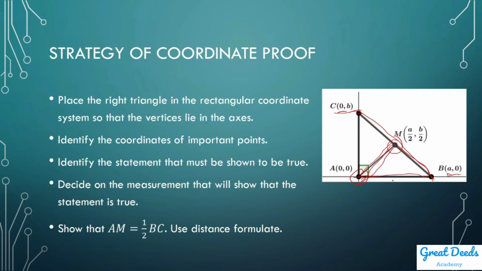What measurement must we use to show that these are true? Okay, so this is what we must show: AM, the length of the line segment AM, is equal to 1/2 BC. And we will use the tools that we know from the rectangular coordinate system. We spoke about that. That would be the distance formula.